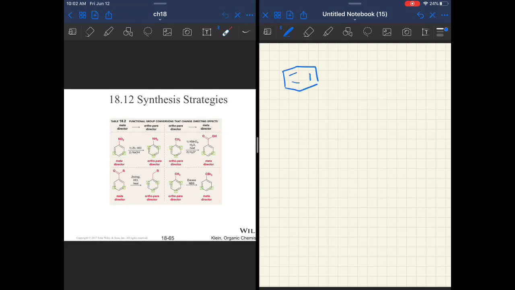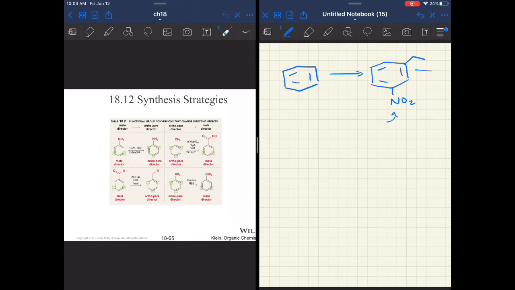So let's say I want you to go from benzene to a nitroethylbenzene. Now, we have to be thoughtful, right? You know how to put an R group on with Friedel-Crafts, but an R group is an ortho-para director. So you can't have an ethyl group and then get a nitro in the meta position.